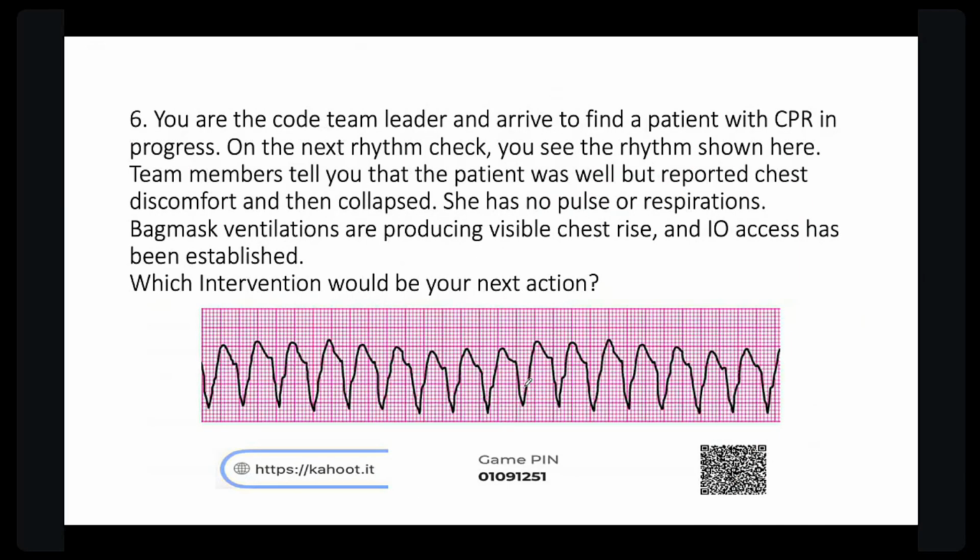Now, your next self-assessment question. If you are the code team leader and arrive to find a patient with CPR in progress, on the next rhythm check, you see the rhythm shown here. You can see the ECG pattern. Team members tell you that the person was well, but reported chest discomfort and then collapsed. She has no pulse or respirations. Bag-mask ventilations are producing visible chest rise, and intraosseous access has been established. Which intervention would be your next action?